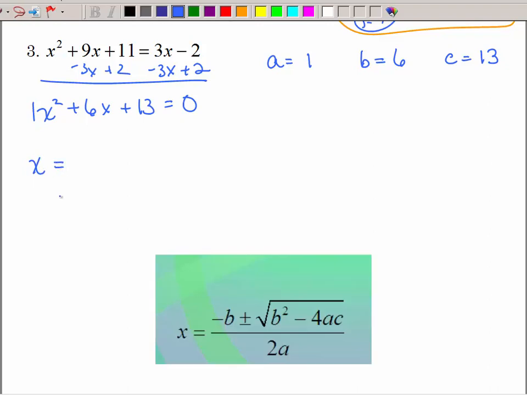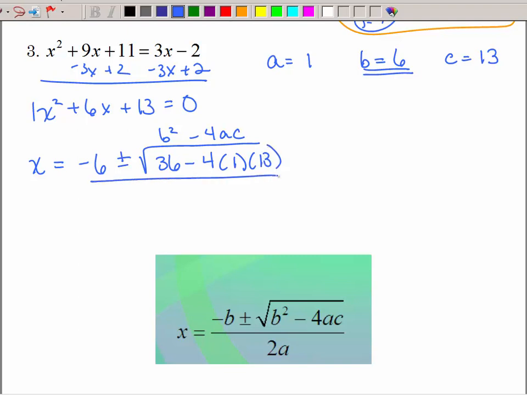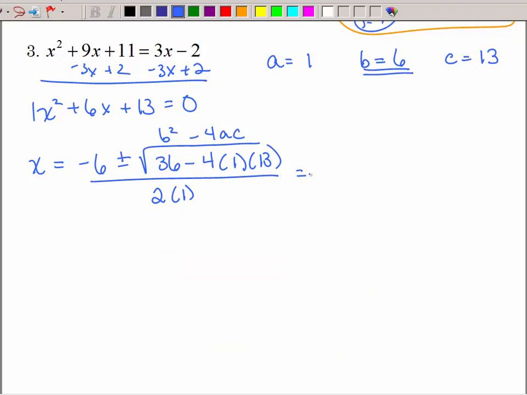Right, so we have x equals negative b, or the opposite of b, so that's negative 6 plus or minus b squared, so that's 36, minus 4ac, so minus 4 times 1 times 13, all divided by 2a. The more you write that formula, the more you will know it.